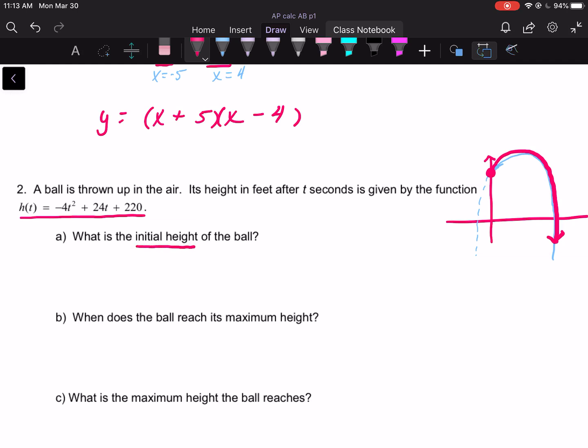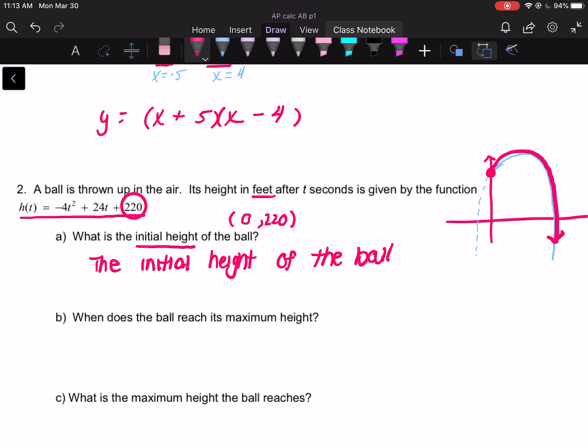Or what is y when x is 0? We know in standard form it comes from the c value, so in this case it's 220. But we want to write a sentence. The initial height of the ball, careful with units, they're talking about feet, so is 220 feet. So maybe it's being thrown from the top of the building.